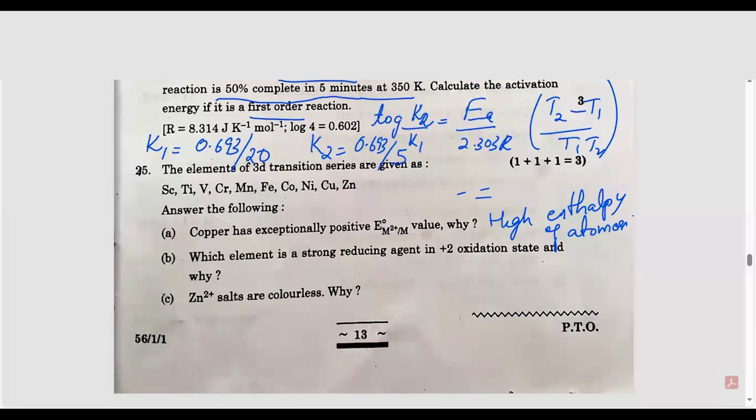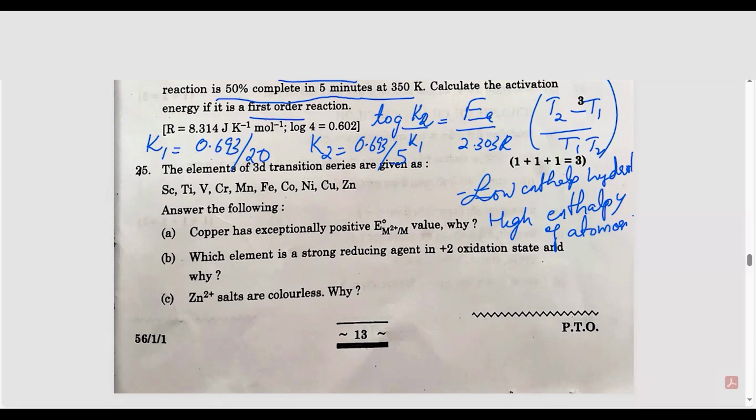Then low enthalpy of hydration means what? It means that the energy released when Cu2+ ions are hydrated is very low. That is the thing. Yes, moving to the next question.